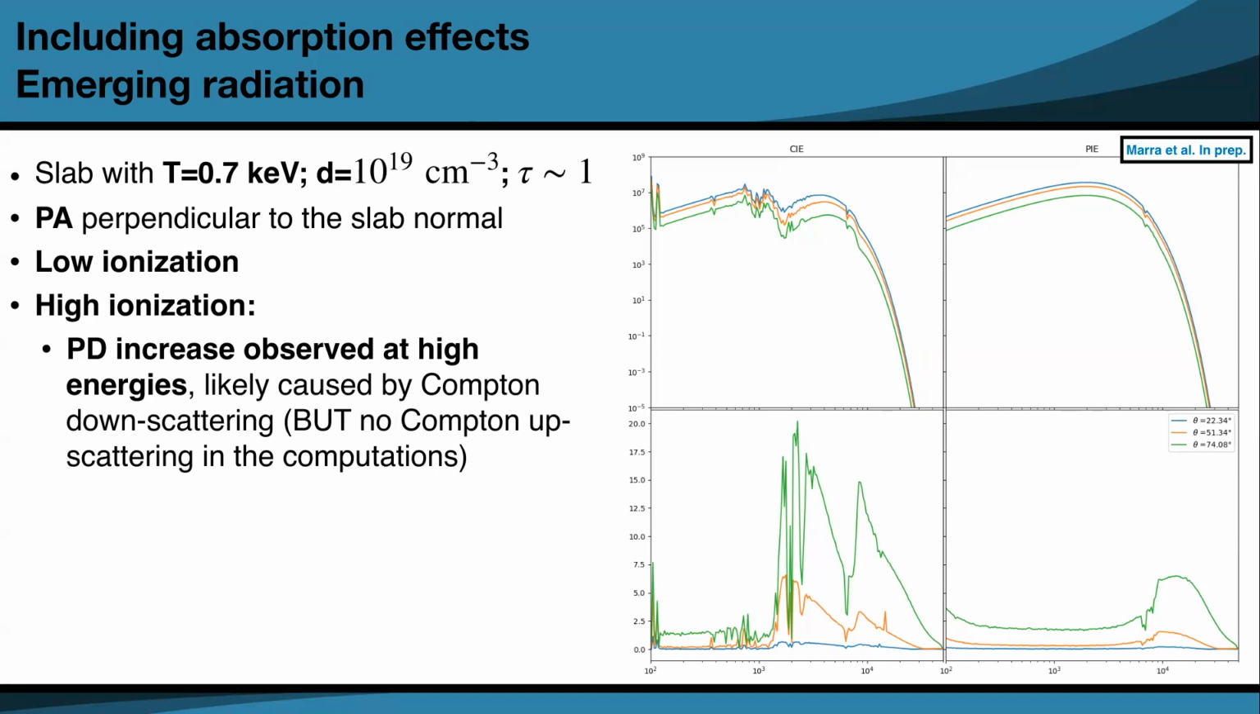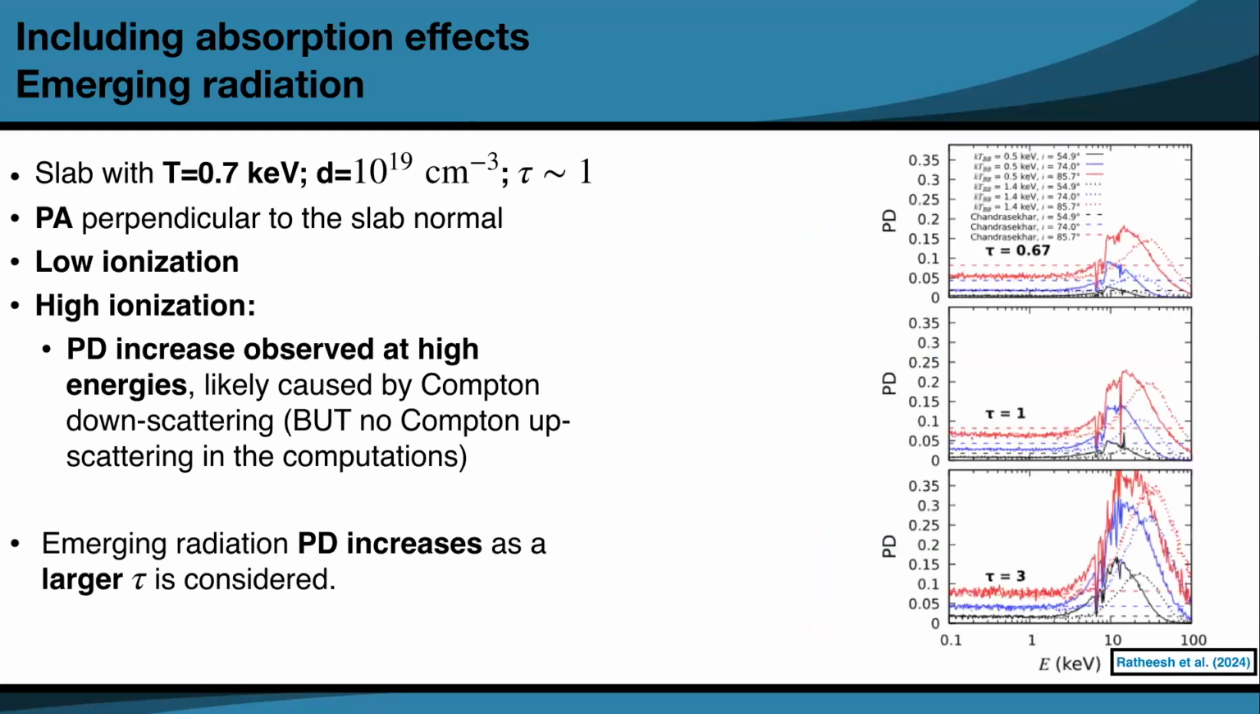So it's interesting to observe that this effect is actually able to produce an increasing polarization degree trend with energy. And we expect to observe this effect also in the 2 to 8 keV band. In fact, if we increase the optical depth of the surface layer, both the absorption effects and the Compton down scattering effects are expected to be much stronger. So the polarization degree is expected to increase. Thus, with a large enough optical depth, we are able to achieve an increasing polarization degree behavior with energy in the IXPE band.